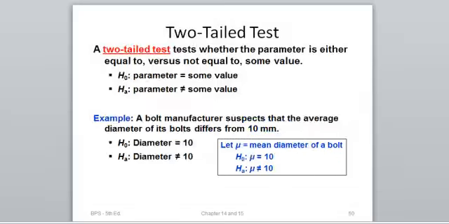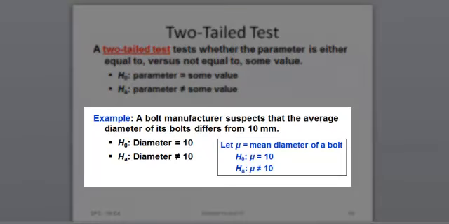Now what happens if we're not exactly sure what is happening, but we know that it seems like something's happening with the mean? Quality control people like doing this type of hypothesis test. It's called the two-tailed test, and it tests whether the parameter is either equal to versus not equal to some value. So the null hypothesis would be the parameter equals some value, and the alternative is that the parameter just doesn't equal that value. We don't know if it's greater than or less than, we just think it doesn't equal it. We have to get proof for that.